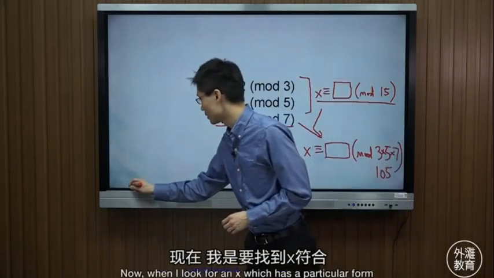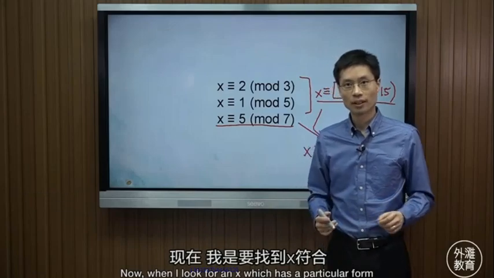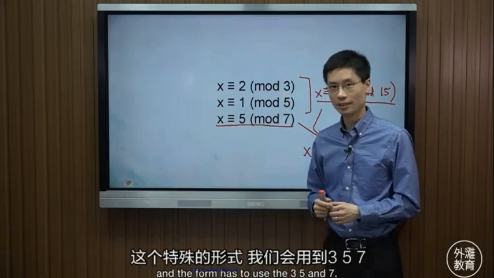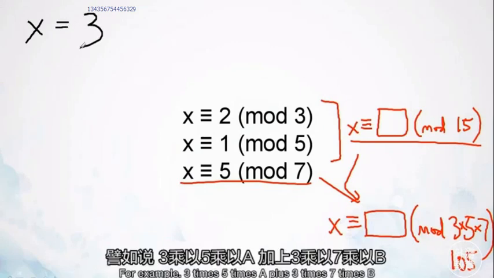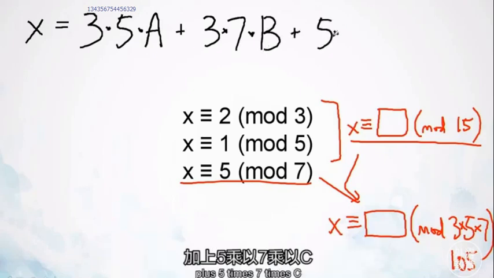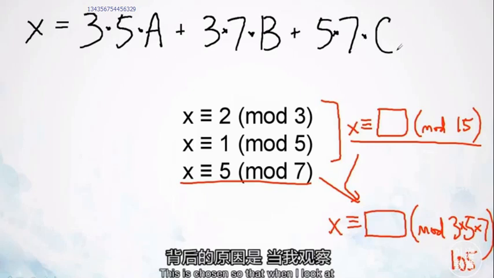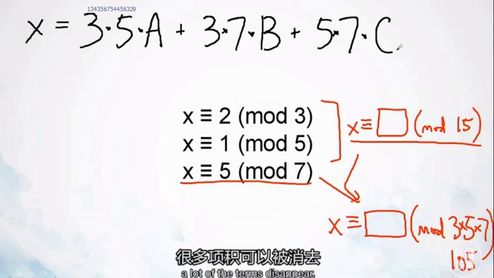When I have three things, now I want to look for an x which has a particular form. And the form has to use the 3s, the 5s, and the 7s. The best format to try is something which involves the 3 and the 5 and the 7. For example, 3 times 5 times a plus 3 times 7 times b plus 5 times 7 times c. This is chosen so that when I look at what x is modulo any of those primes, 3, 5, and 7, a lot of the terms disappear.